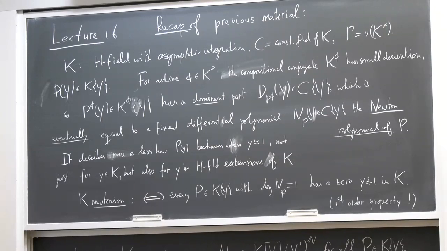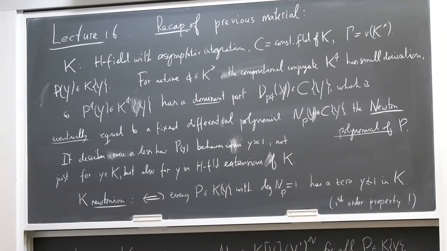And then a very nice fact happens: if you let the valuation of phi increase more and more, but keeping it active, eventually this dominant part stabilizes to a fixed differential polynomial, which we call the Newton polynomial. The terminology Newton is simply because a lot of this depends on considering certain Newton diagrams, so to say, ultimate Newton diagrams, because they vary with phi, but ultimately stabilize.